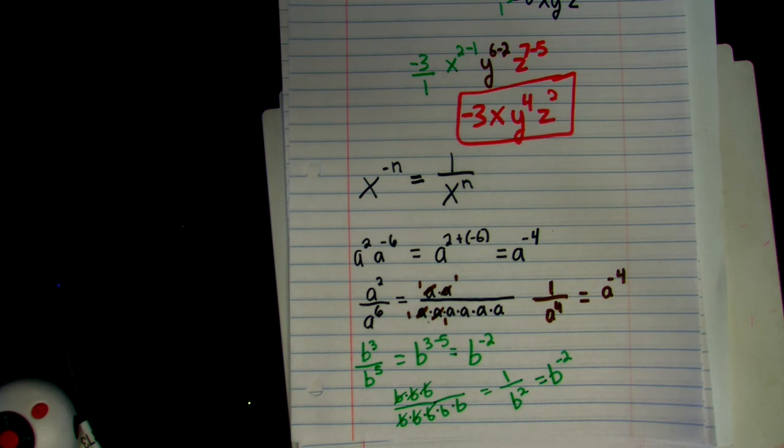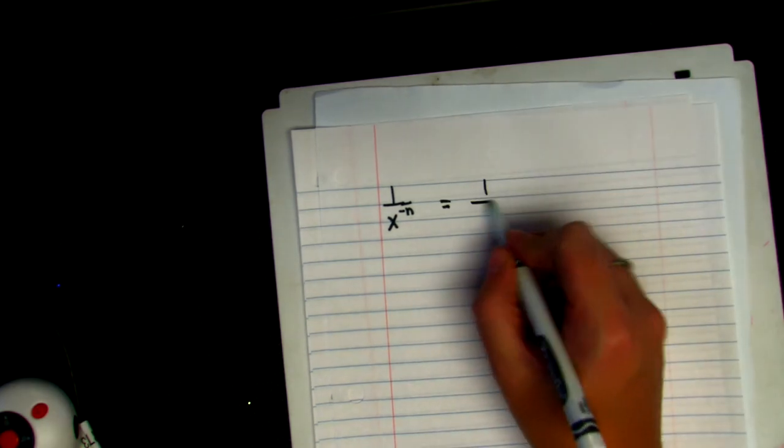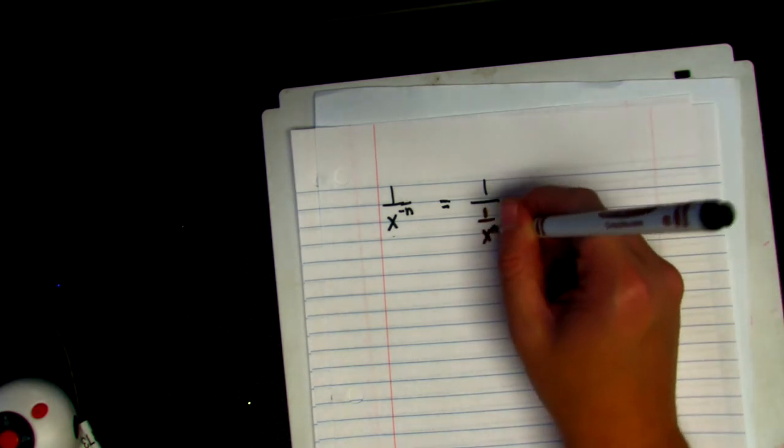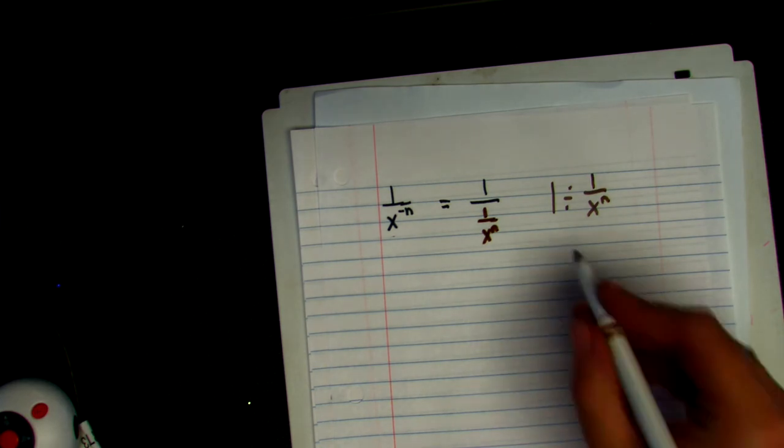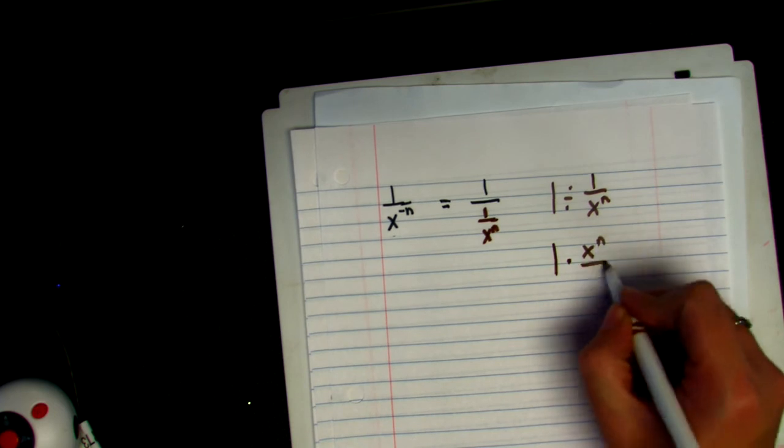All right, so let's do one more proving thing. Let's take a look at 1 over x to the negative n. Now, 1 over x to the negative n, that's the same as saying 1 over, and then x to the negative n changes to 1 over x to the positive n, right? So this is the same as saying 1 divided by 1 over x to the n. Well, remember when you divide, you multiply by the reciprocal. So that's 1 times x to the n over 1, which is just x to the n. So that proves how we get the negative reciprocal property.